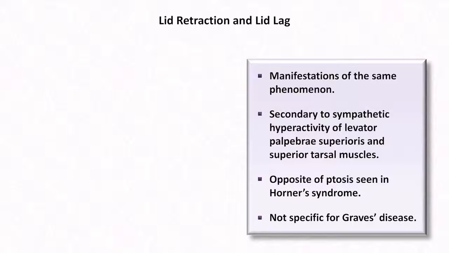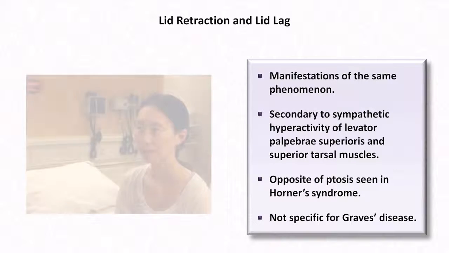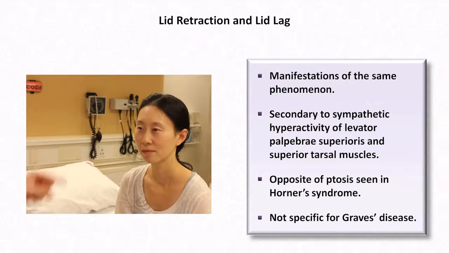To test for lid lag, simply observe the patient with his or her eyes in the neutral position, then have them look up and then down, watching if a section of sclera becomes briefly visible directly above the iris as the patient looks downward.